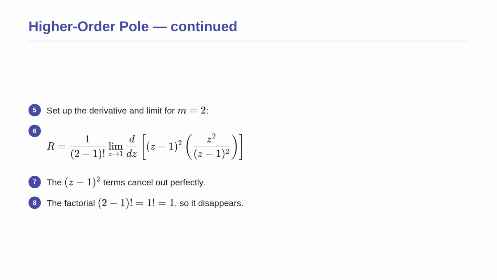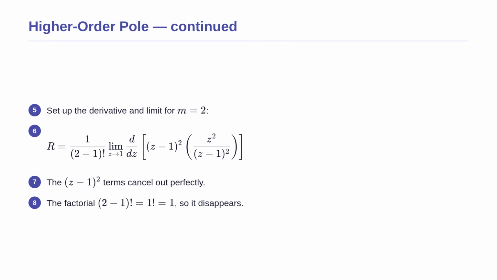Continuing with our setup, we plug everything into the formula. We need to take the derivative m minus 1 times. Since m is 2, 2 minus 1 is 1, so we only need to take the first derivative. We also divide by 2 minus 1 factorial, which is just 1 factorial, or simply 1.